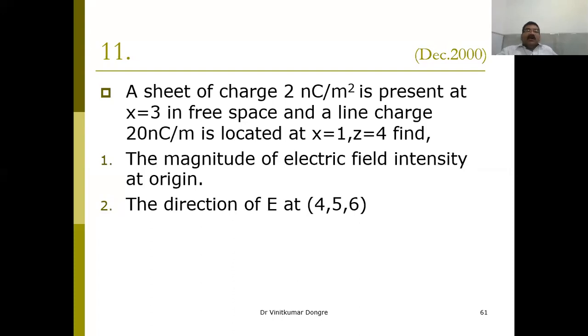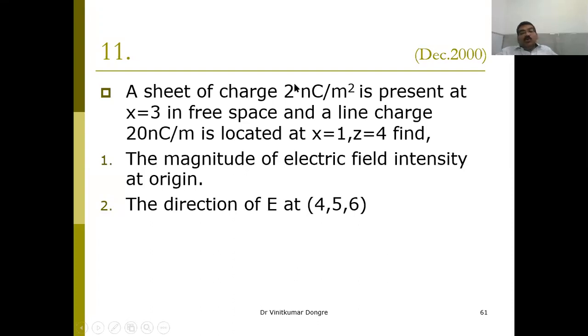Okay. Now the sheet charge is given. A sheet charge of 2 nanocoulomb per meter square is present at x equals 3 in free space, and a line charge of 20 nanocoulomb is located at x equals 1 and z equals 4. Find the magnitude of electric field intensity at origin and the direction of E at this point.